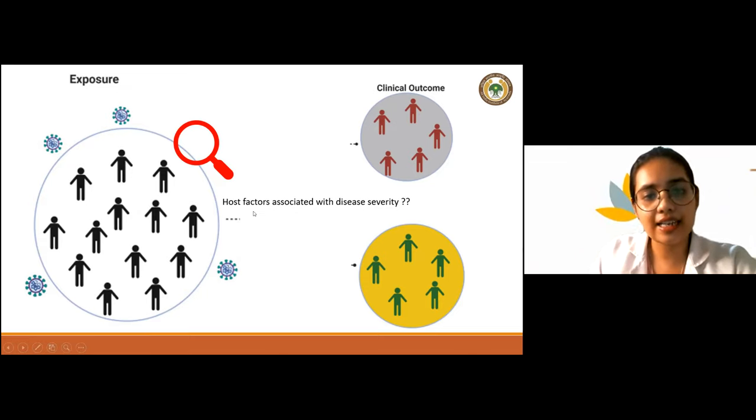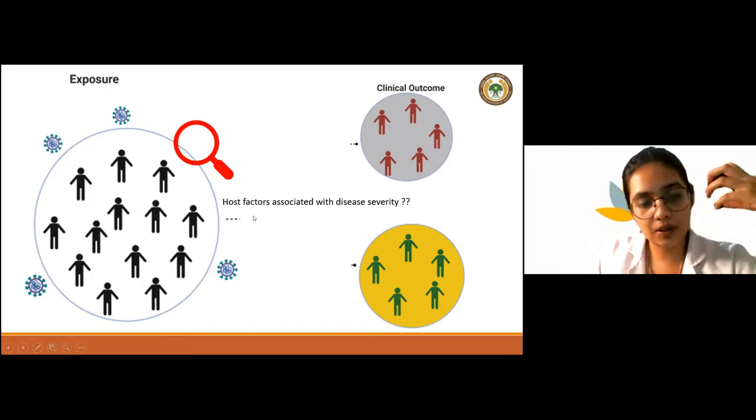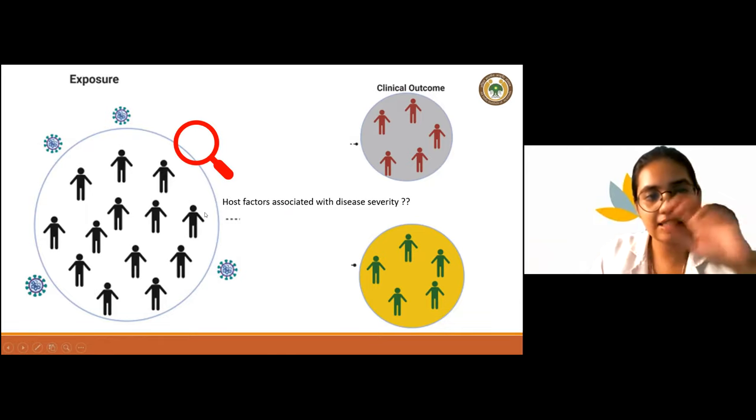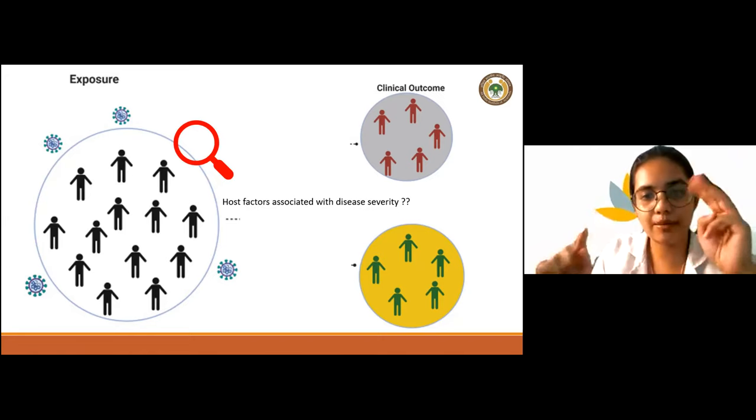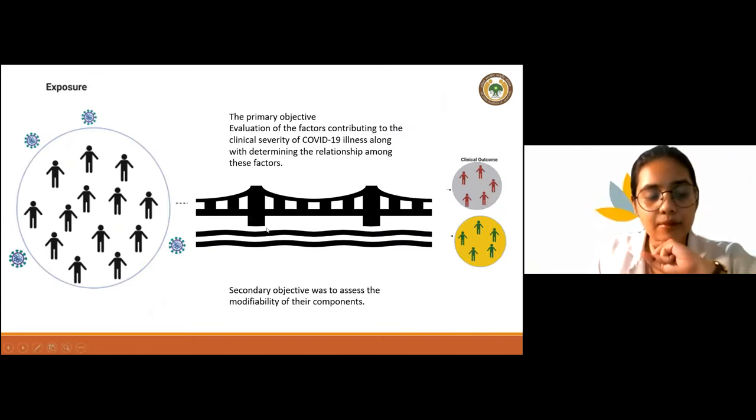So we wanted to see whether there are any host factors associated with disease severity. Can we assess them? And how can we modify these host factors? In Ayurveda, we have an entity that is Vyadhi Kshamatva, which denotes the host factors. It is a composite score of two kinds of entities, the modifiable and the non-modifiable host factors. So we had a challenge to assess exposure, host factor, and clinical outcome in the same window at the same point of time. For this question, the best design we could have was a cross-sectional study.